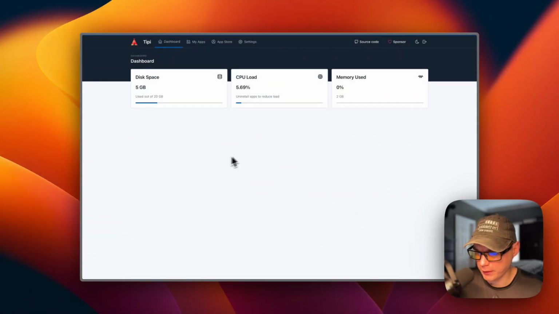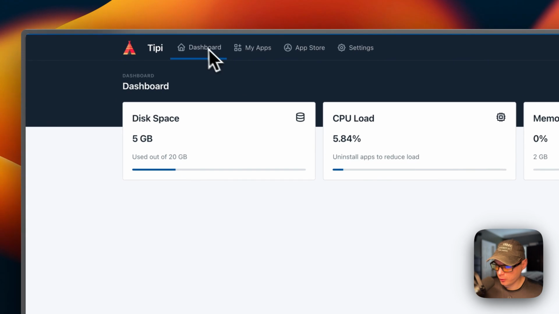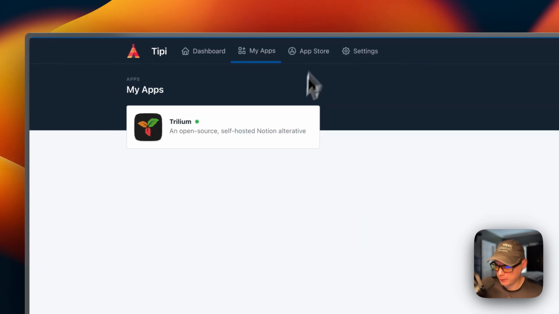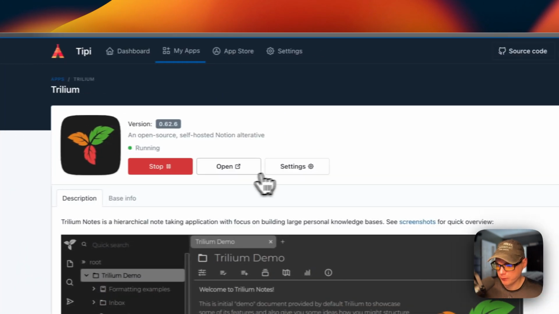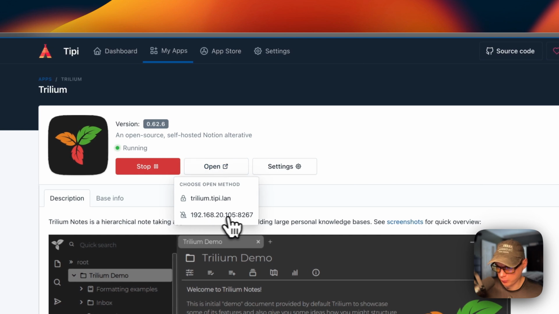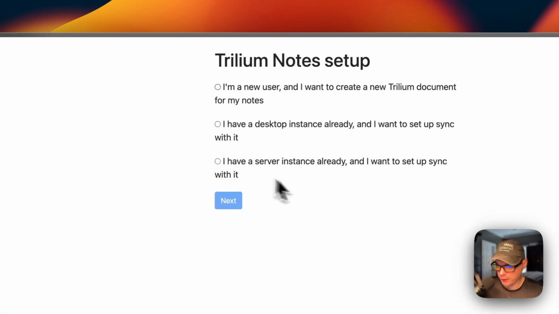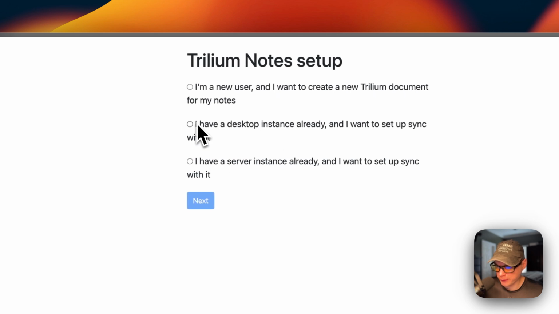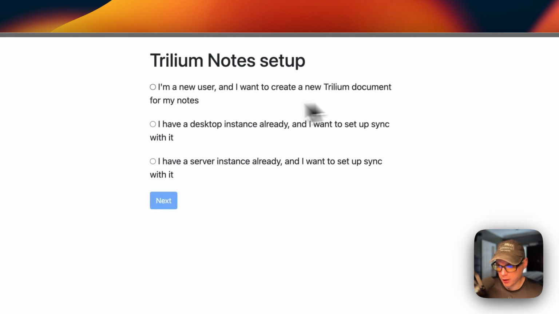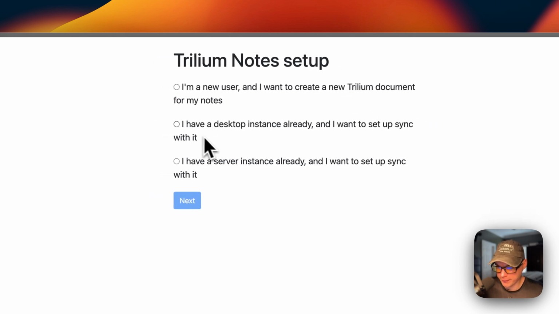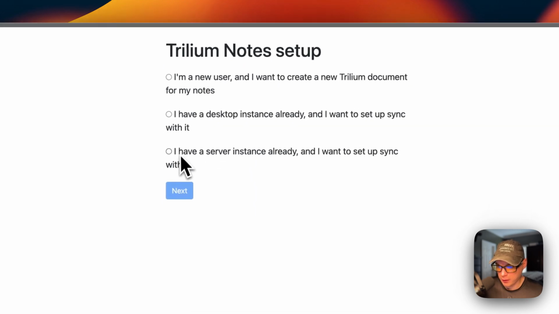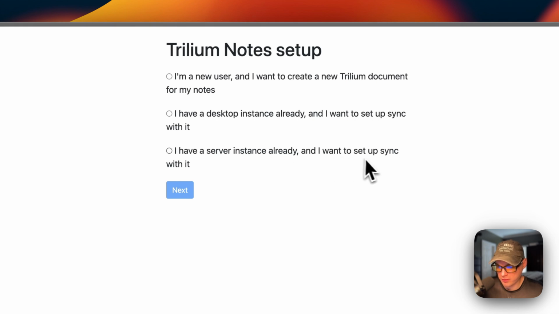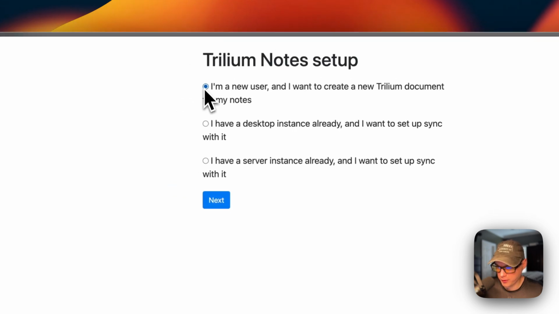So now I'm going to get the UI set up. If you start in RunTipi, you go to My Apps and then Trilium down here. You can open into the web UI right here. So now it's going to ask you to set up Trilium. It's going to ask, are you a new user? And I want to create a new Trilium document for my notes. Or if you have a desktop instance already and I just want to sync with it, I have a server instance already and I want to set up a sync with it. So I'm going to just say I'm a new user.